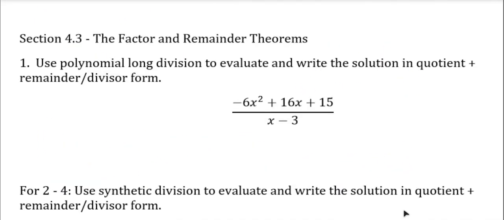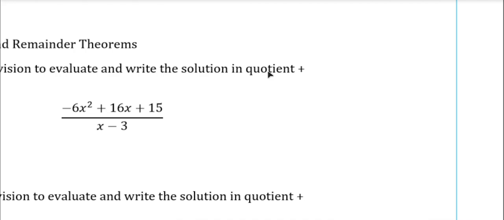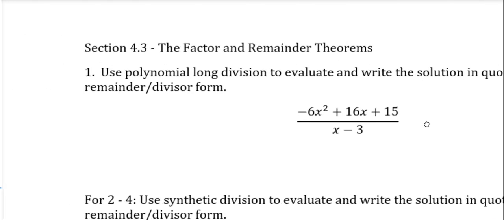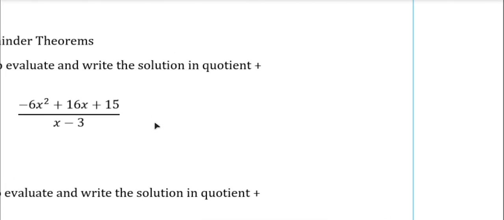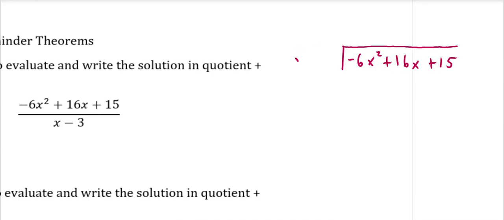Let's see how we can make use of this theorem by diving into the guided notes. The first question asks us to use polynomial long division to rewrite this rational function as a quotient plus a remainder over a divisor. We would want to first recopy everything into a division symbol. We'll put our dividend inside and our divisor outside.